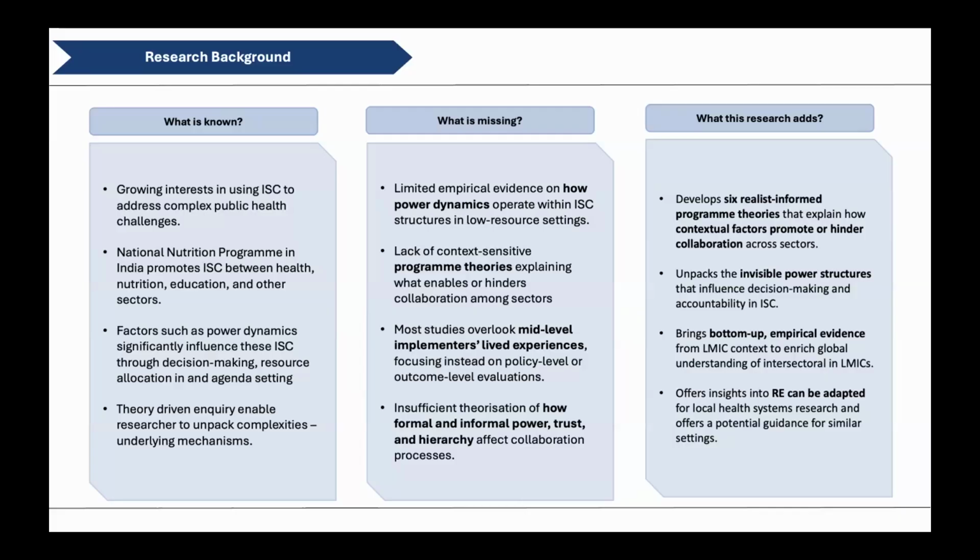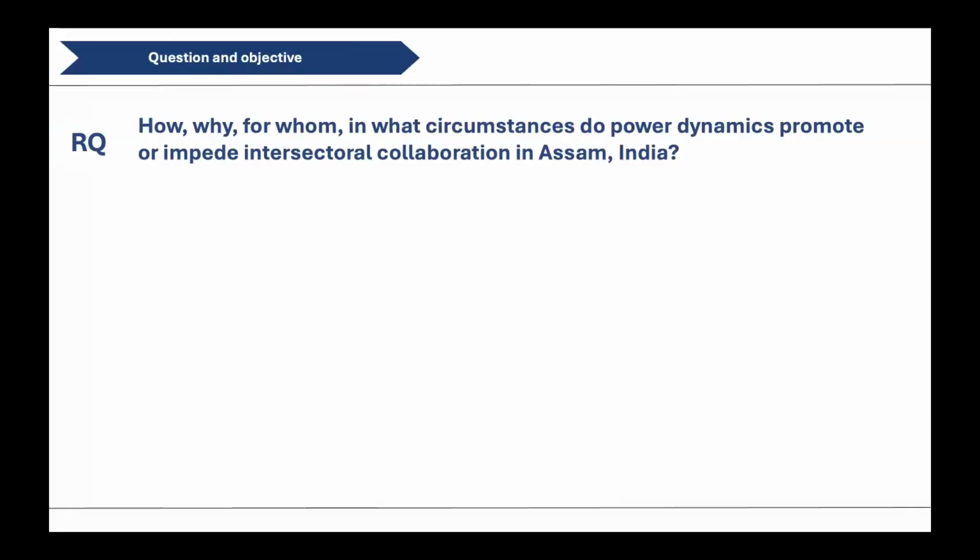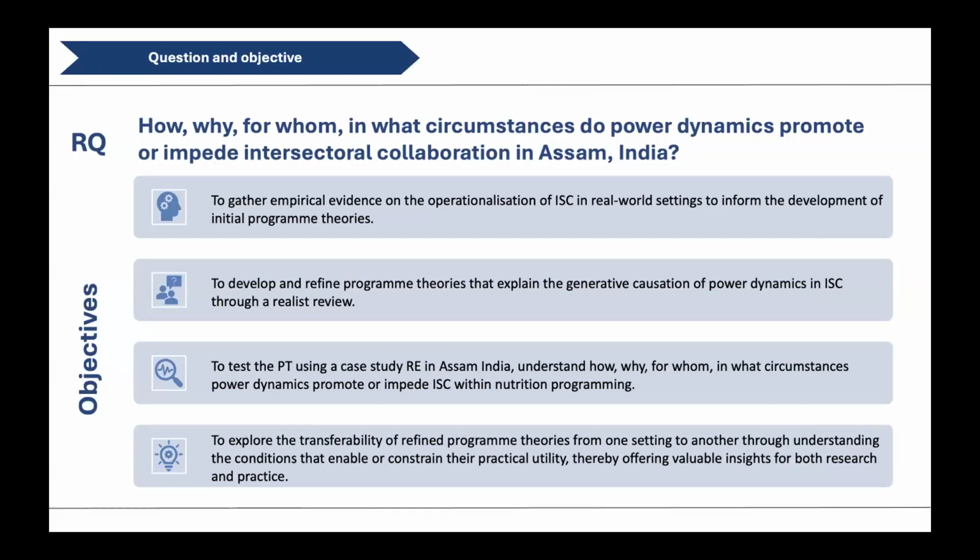When I dug deep into the literature, I found that a lot of studies have looked into intersectoral collaboration effects, but there was a lack of theory-driven inquiries to understand what underlying mechanisms make intersectoral collaboration programs successful or unsuccessful. So I began with the question: how, why, for whom, and in what circumstances do power dynamics between the sectors promote or impede intersectoral collaboration in Assam in India.